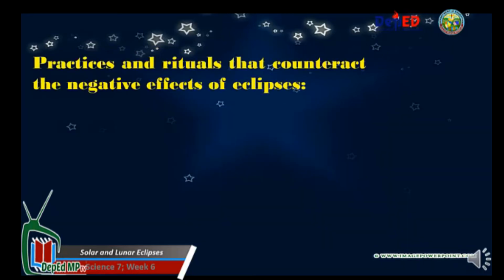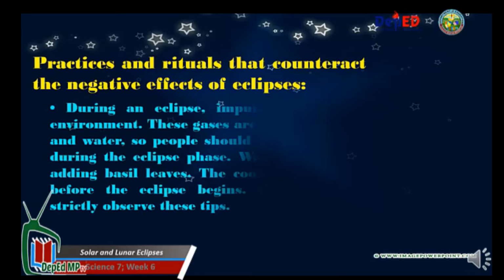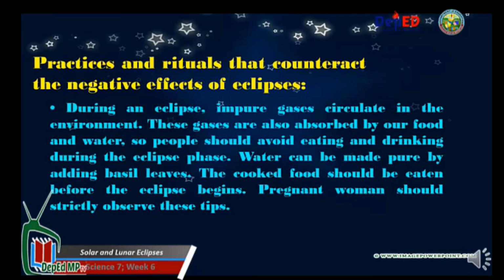There are also practices and rituals that counteract the negative effects of eclipses. During an eclipse, impure gases circulate in the environment. These gases are also absorbed by our food and water. So people should avoid eating and drinking during the eclipse phase. Water can be made pure by adding basil leaves. The cooked food should be eaten before the eclipse begins. Pregnant women should strictly observe these tips.